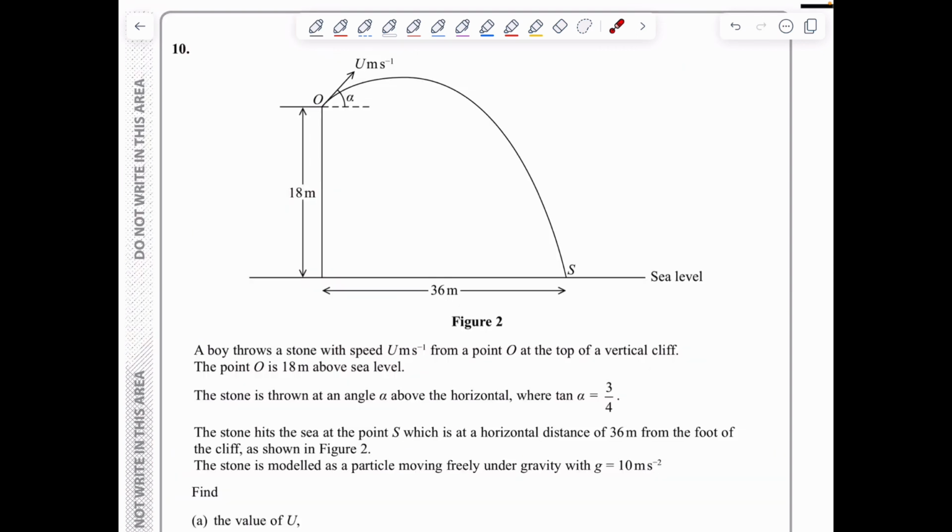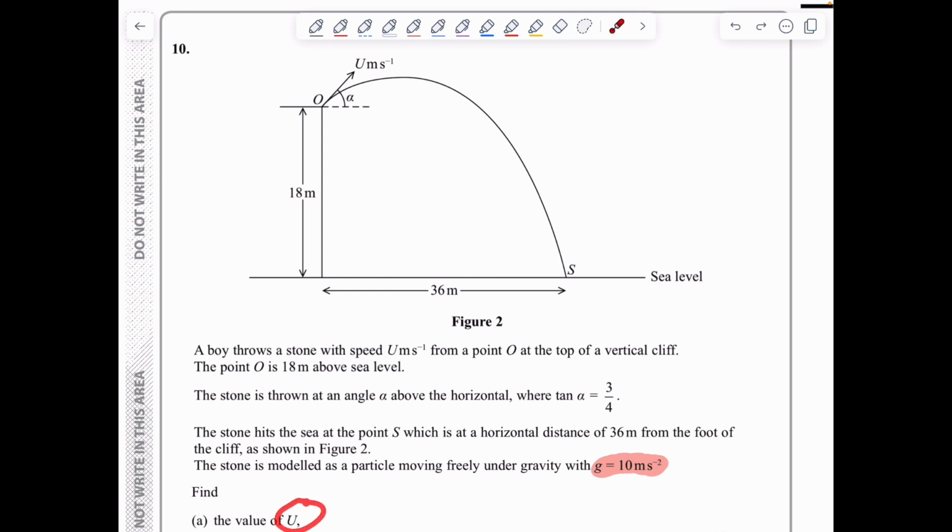In question 10, we've got a boy throwing a stone with speed u meters per second from a point O at the top of a vertical cliff. We're 18 meters above ground. The stone hits the sea at point S, 36 meters horizontal distance from the foot of the cliff. We are told that the angle alpha satisfies tan alpha is 3/4, and we are modeling the stone as a particle moving freely under gravity with g being 10 meters per second squared. Let me highlight that we are deviating from the standard approach of g being 9.8. We're using 10 here, and we need to find the value of u.